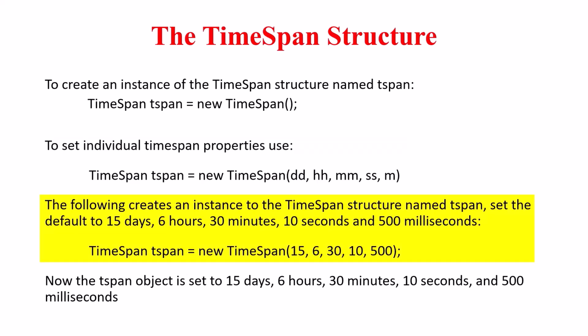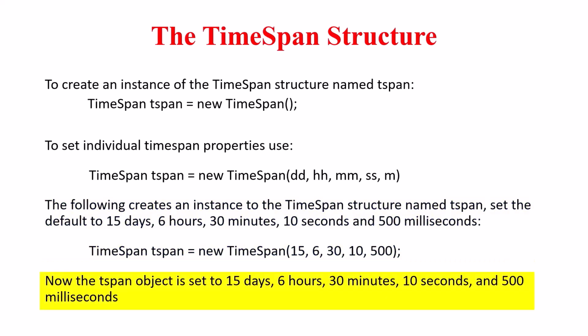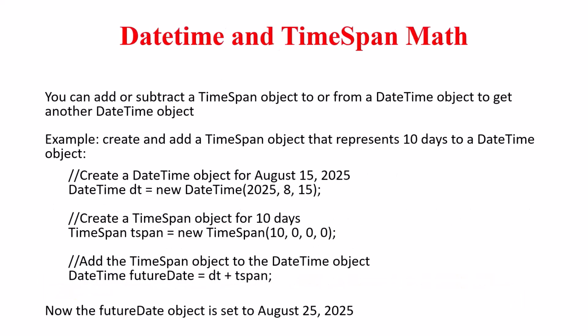We're setting the default to 15 days, 6 hours, 30 minutes, 10 seconds, 500 milliseconds. So TimeSpan TSpan equals new TimeSpan(15, 6, 30, 10, 500). Very straightforward. Just pop those integers right in there. Now the TSpan object is set to 15 days, 6 hours, 30 minutes, 10 seconds, 500 milliseconds. No problem there. We've got a TimeSpan property. What do we do with it?